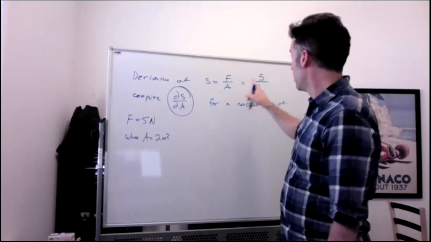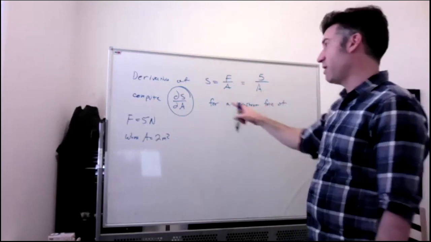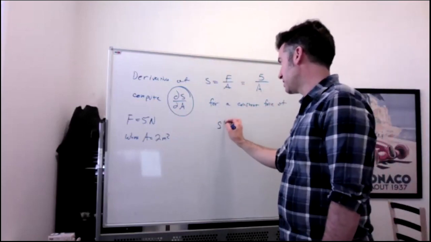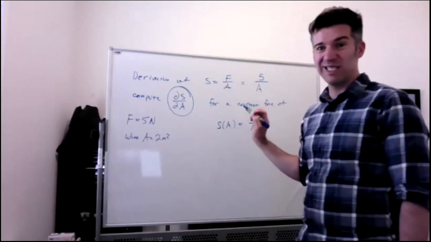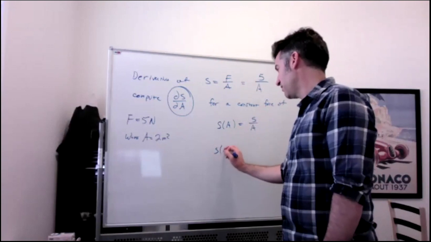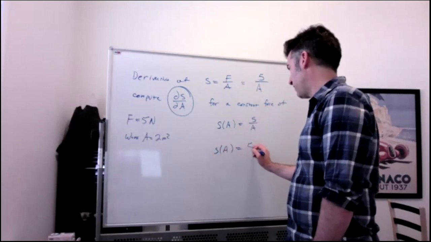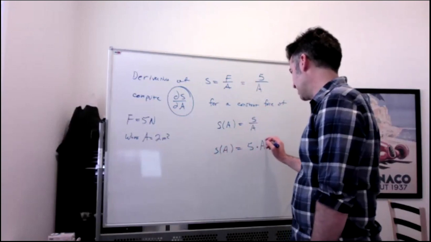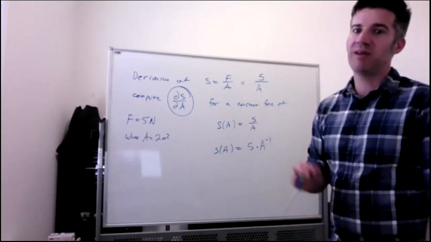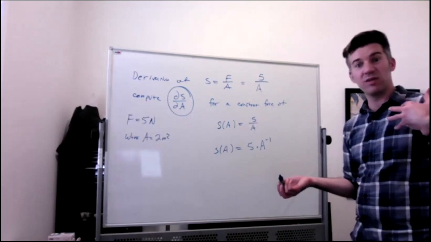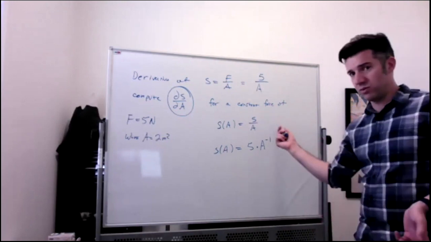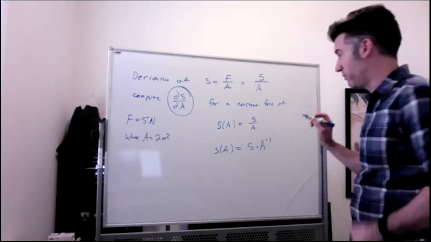So we want to take the derivative of this. I might rewrite this as S of A is 5 over A, or even more easily, S of A is equal to 5 times A to the negative first. Because then I'm writing it as a power, and I can take the derivative using the power rule. You could also use the quotient rule here. I know we haven't talked about it yet, but I imagine some of you have.